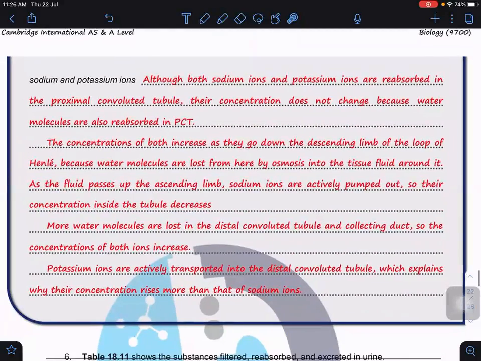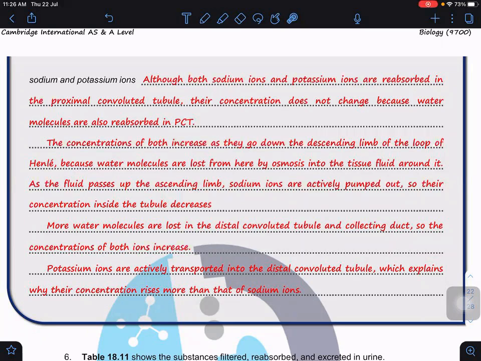So how about sodium and potassium ions? Although both are reabsorbed in the PCT, their concentration does not change because water molecules also reabsorb back. The concentration of both increases as they go down the descending limb of the loop of Henle because water molecules are lost from there by osmosis into the tissue fluids around it. As the filtrate passes up the ascending limb, sodium ions are actively pumped out, so their concentration inside the tubule decreases.